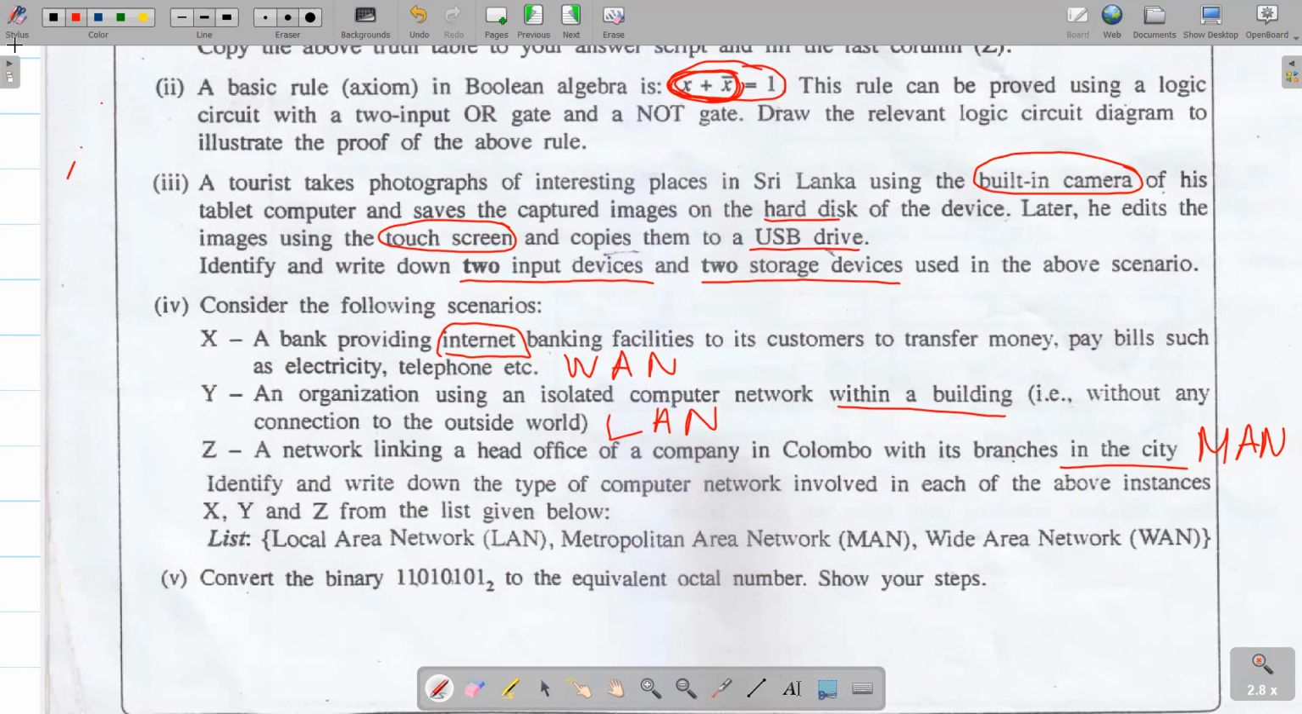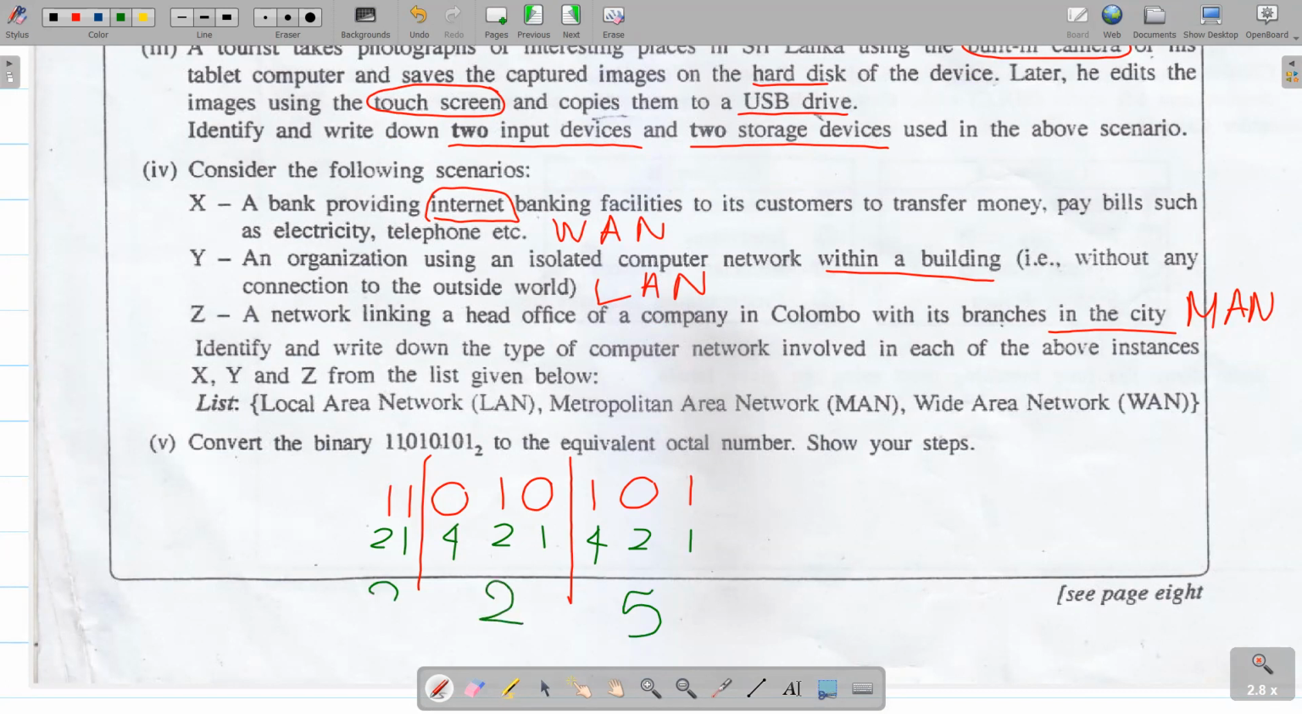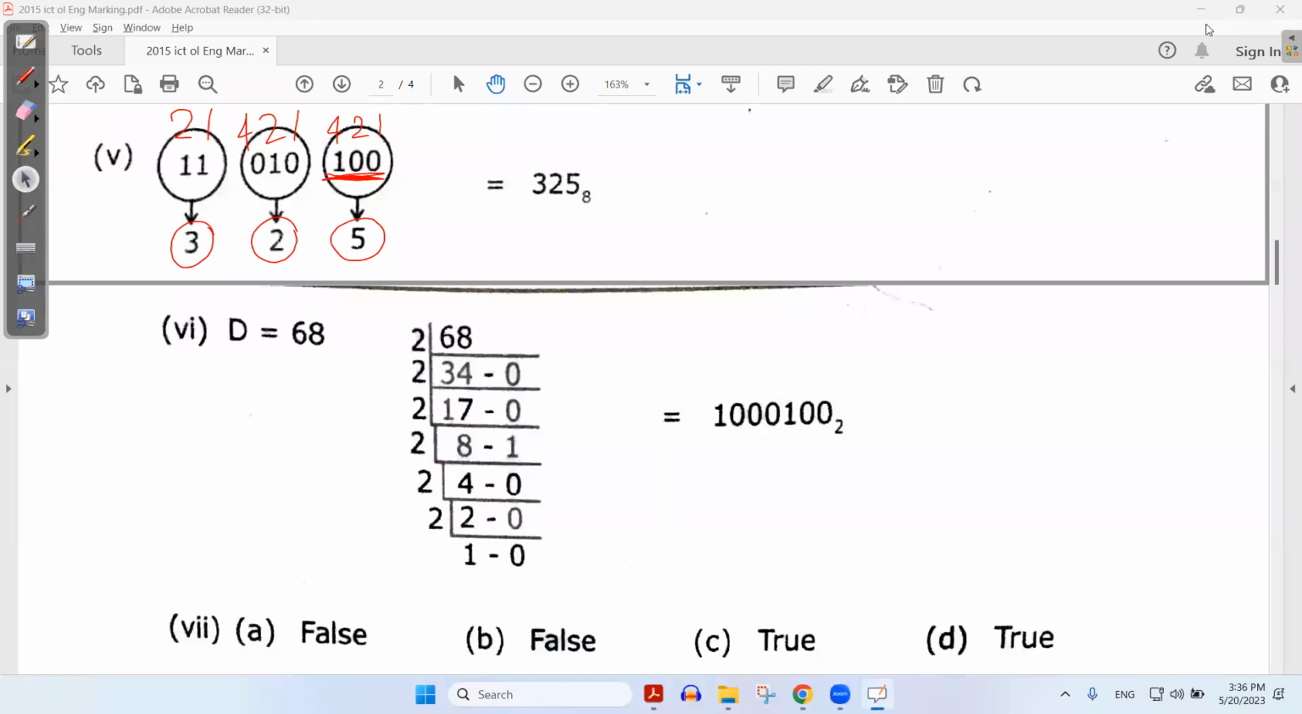It says 110. So yeah, let me do it over here. So the value is 110. So these are the divisions. Right, so 1, 2, 4 are the place values. Here it's 1, 2. So this indicates 5, this indicates 2, and this indicates 3. So 325, right, in octal. Right, so if you got it correctly, 2 marks will be given.